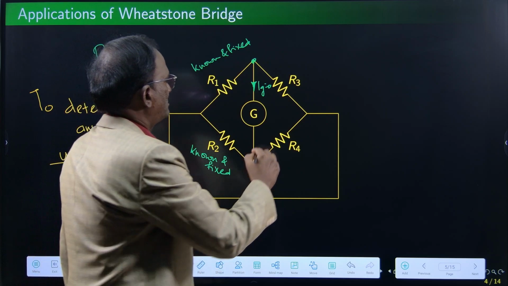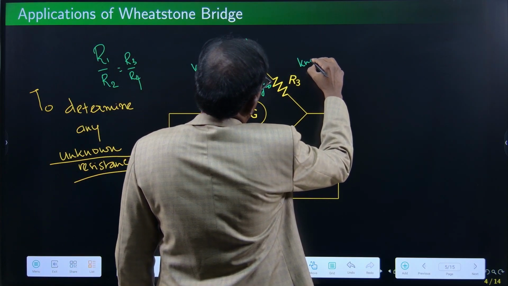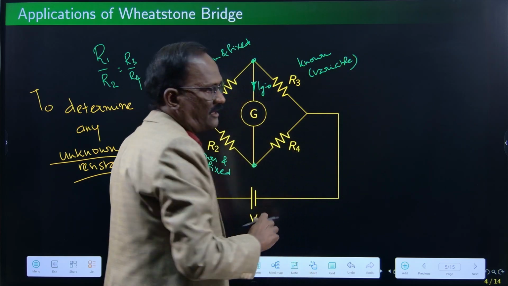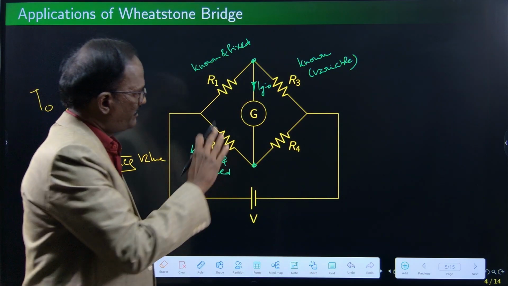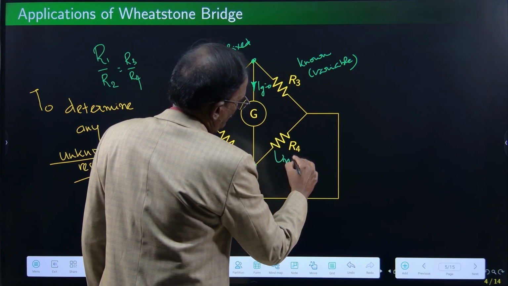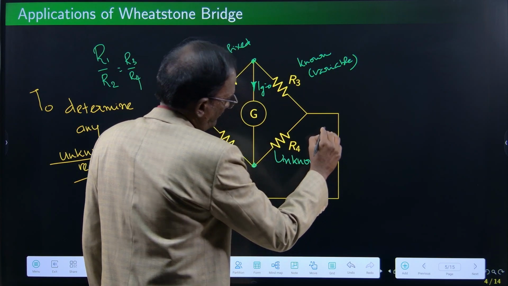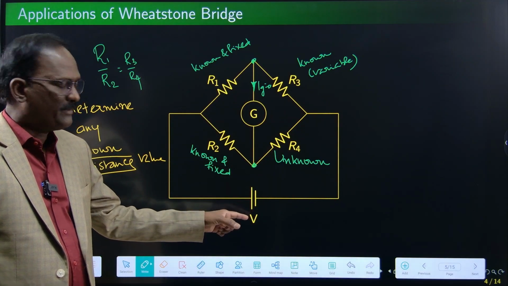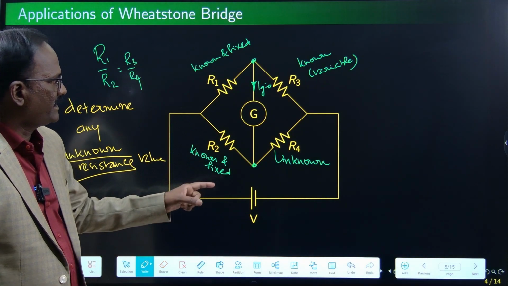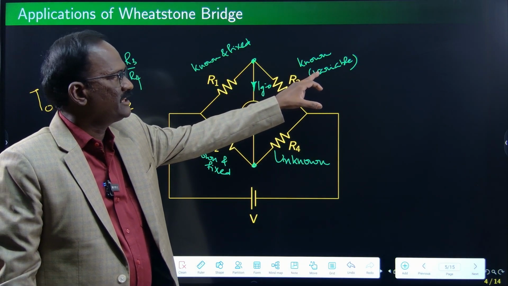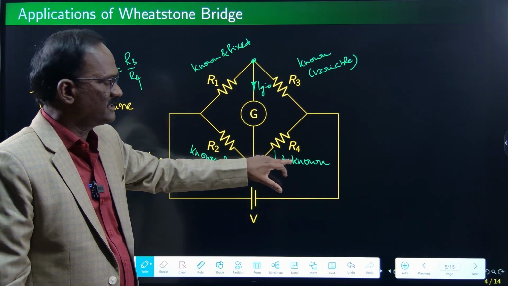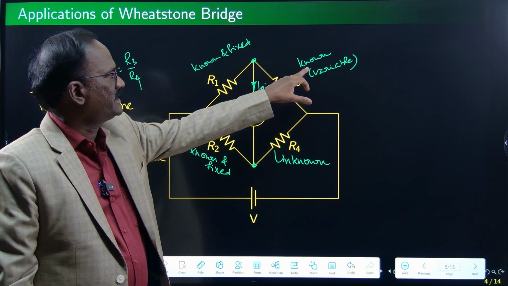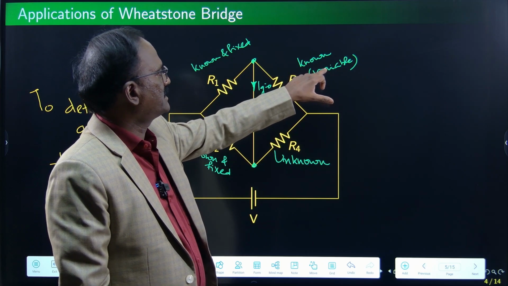constant value. This R3 is equal to known but not fixed. This is a variable one. R3 can be varied, right? But it's known value. R4 is unknown value. If you make this setup and you give any value of battery voltage source here, right? You adjust the values of this variable resistance, because this is fixed, this is unknown value, but we can't make any changes here. We can make changes in this resistor only, because it is a variable one.